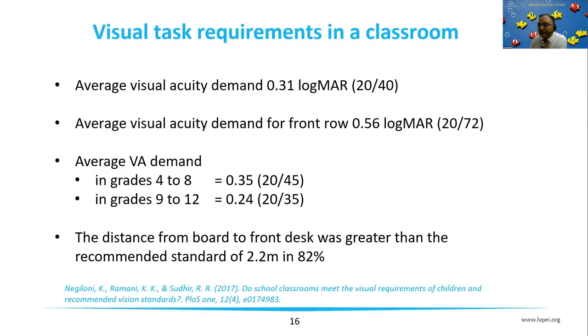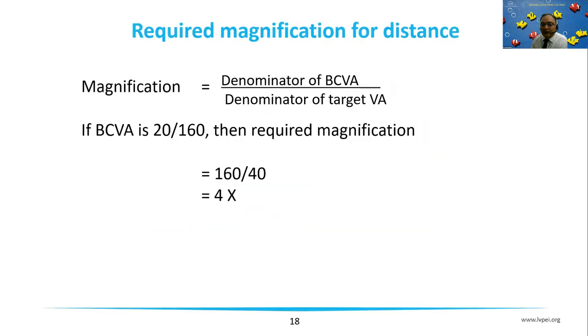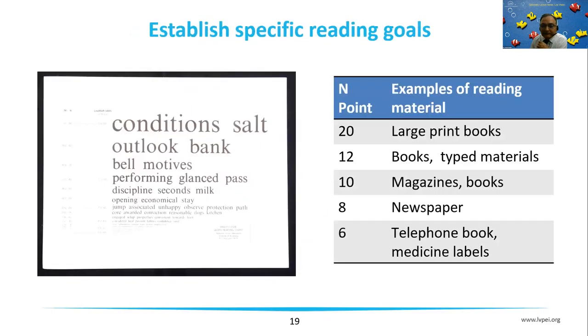So if you say you're keeping 2 lines reserve, acuity reserve, and the average acuity demand is 20/40, so this is there based on the evidence. So you keep 20/40 as the target. So 40 you're keeping as a denominator here for calculating. You get 4 times magnification. So you know which telescope has to be tried to get the result.